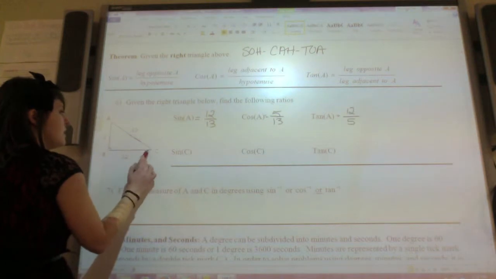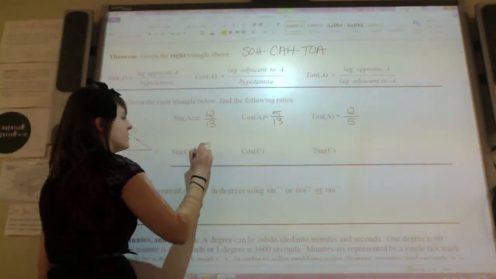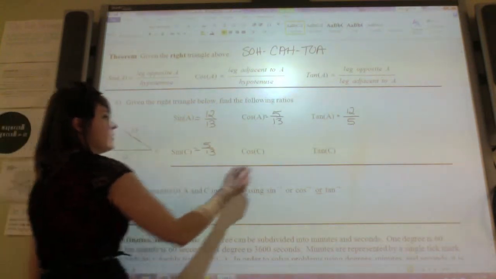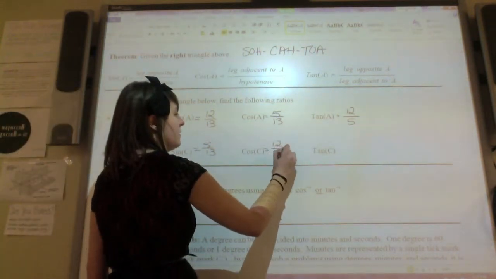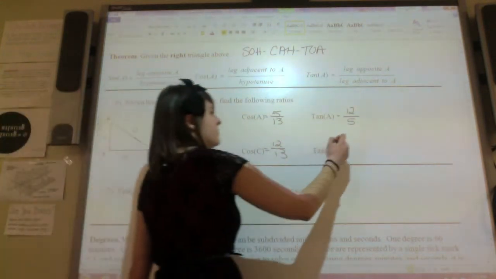Sine of C, here's angle C. I want opposite over hypotenuse, that would be 5 over 13. The cosine of C is adjacent over hypotenuse, which is 12 over 13. And the tangent of C is opposite over adjacent, so 5 over 12.